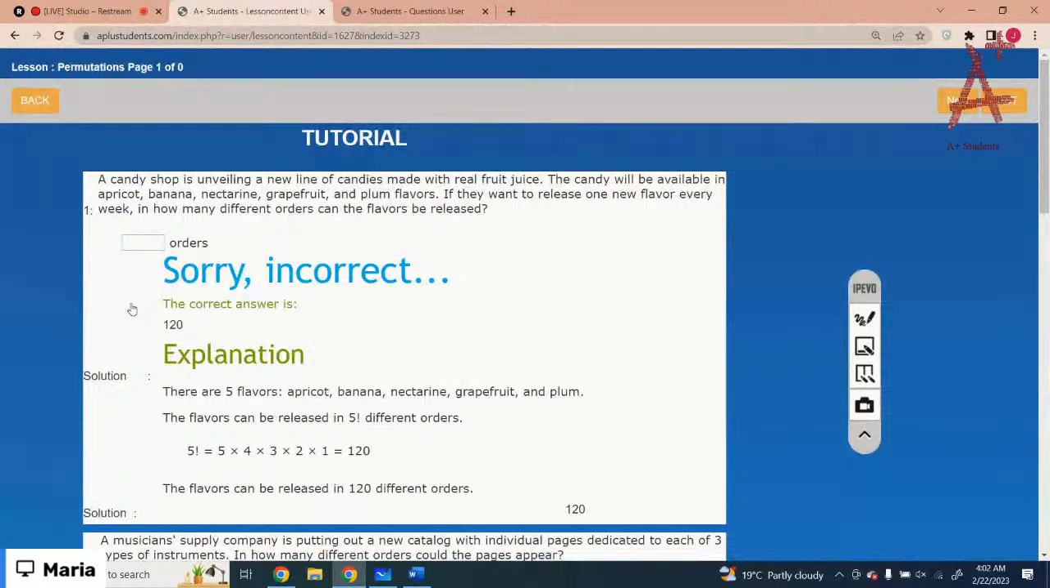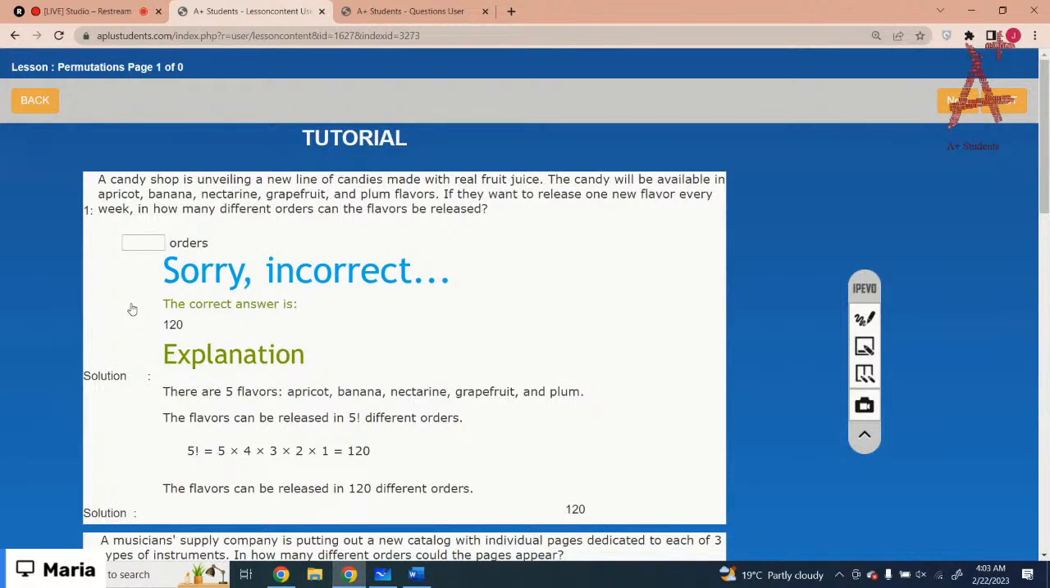First question. Let me just read the question. Listen to me carefully. A candy shop is unveiling a new line of candies made with real fruit juice. The candy will be available in apricot, banana, nectarine, grapefruit, and plum flavor. If you want to release one new flavor every week, how many different orders can the flavors be released? So you have to count the total number of flavors. Got it? You have the flavors apricot, banana, nectarine, grapefruit, and plum. One, two, three, four, five. That means there are five flavors.